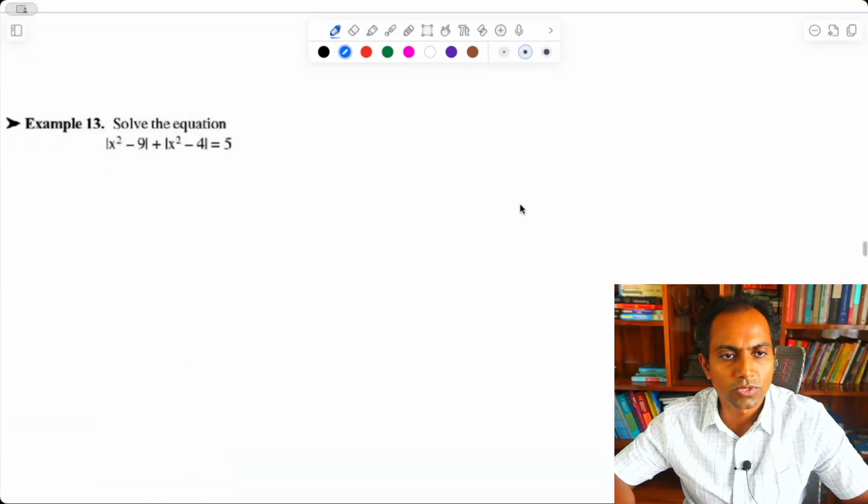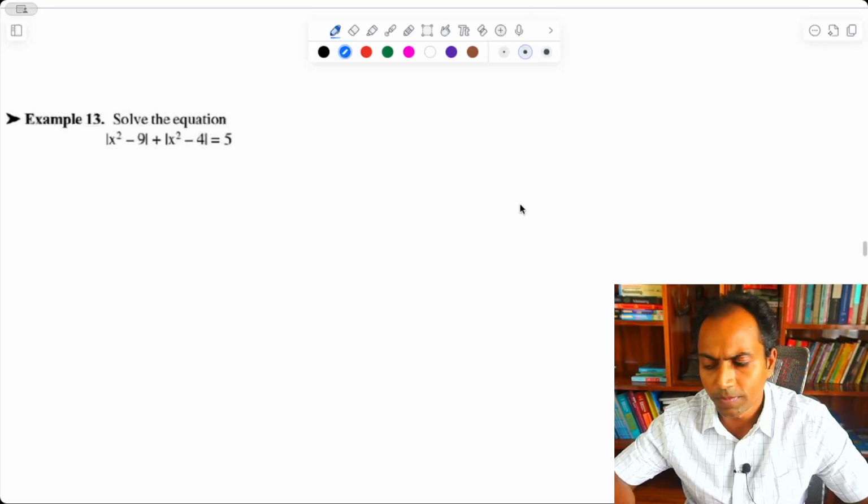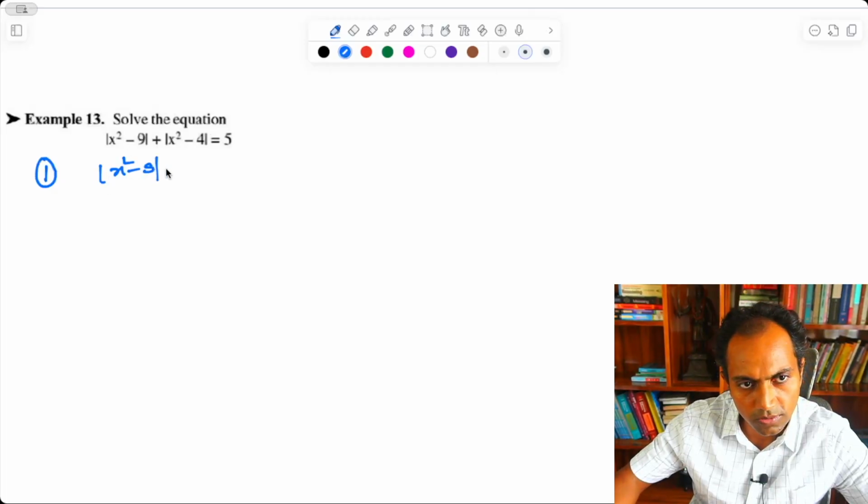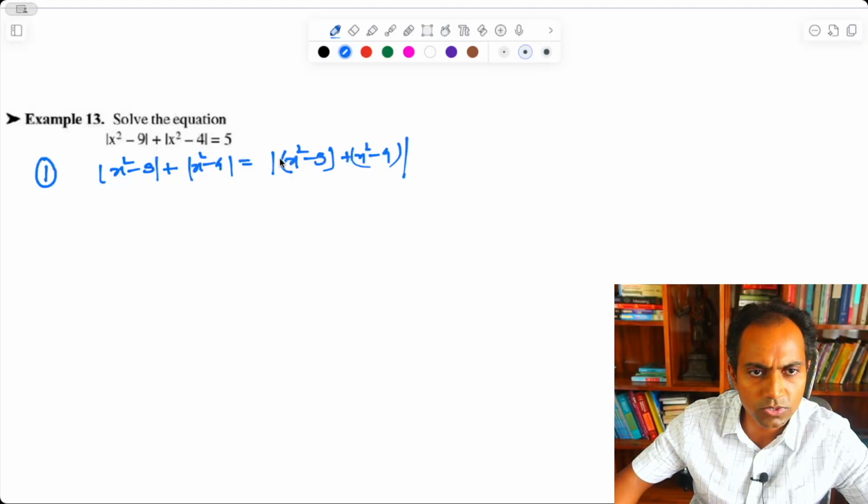Moving on to the next question. Again, I think now we should be able to handle it. I am not going to solve it till the last step. I am going to just write the first few steps. You can see that this is |x square minus 9| plus |x square minus 4|. So right hand side, you can write it like this, x square minus 9. But if I write here plus x square minus 4, it does not add up. Ghapla will happen.